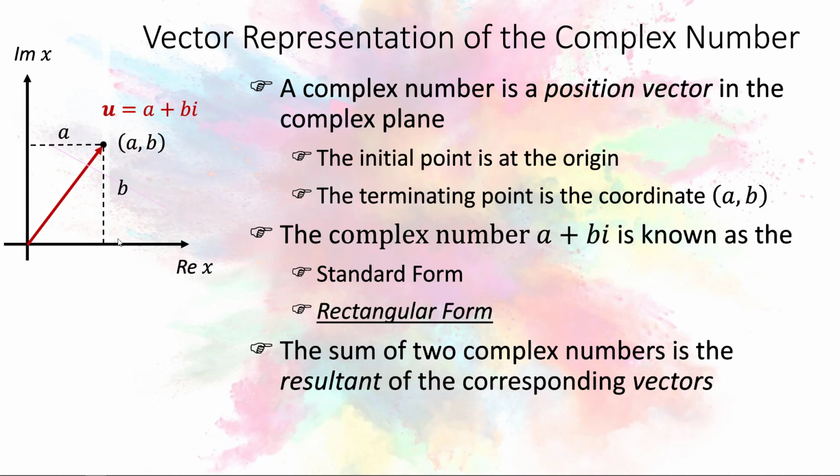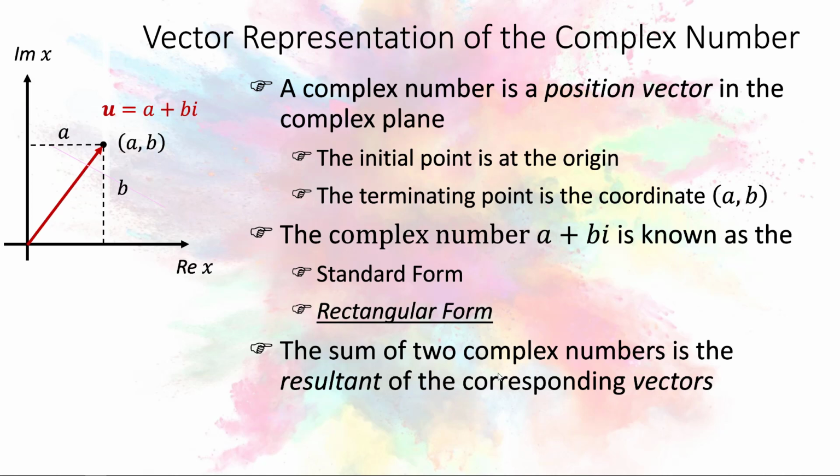The complex number is nothing more than a position vector where the initial point is at the origin and the terminating point is at the point (a, b) if your complex number is a + bi. If you've taken 115 or something equivalent, you have learned that this is called the standard form of a complex number. As you can see, it kind of forms a rectangle when you plot it, so it's also the rectangular form of a complex number.